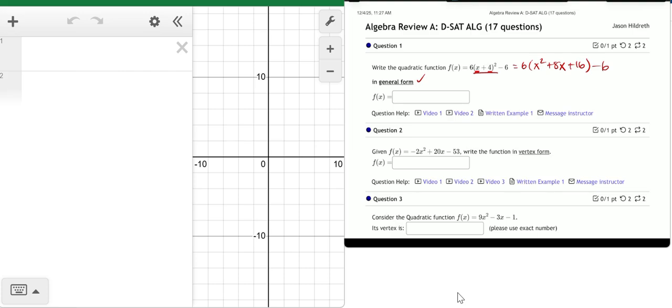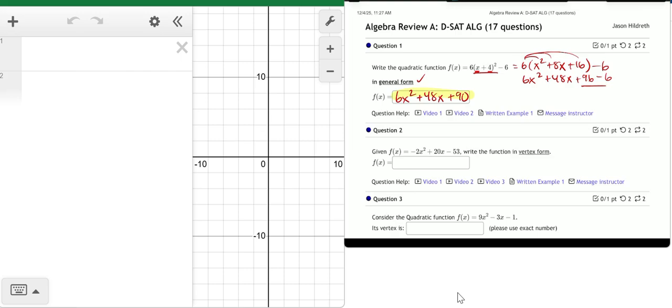We then distribute our 6. That gives us 6x squared. 6 times 8 is 48x. 6 times 16, if you think of the different parts of that, 6 times 10 is 60, 6 times 6 is 36, and 60 plus 36 is 96. And then the minus 6 carries along. We only have two like terms to combine, so we get our answer, 6x squared plus 48x plus 90. Desmos doesn't really do much for that.